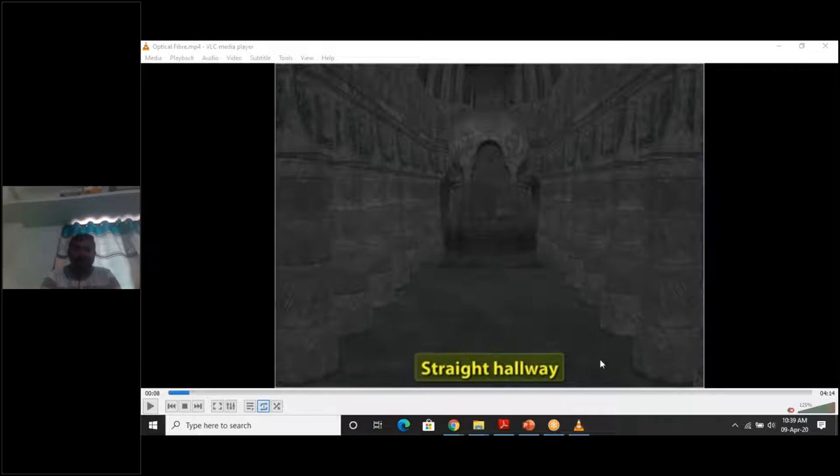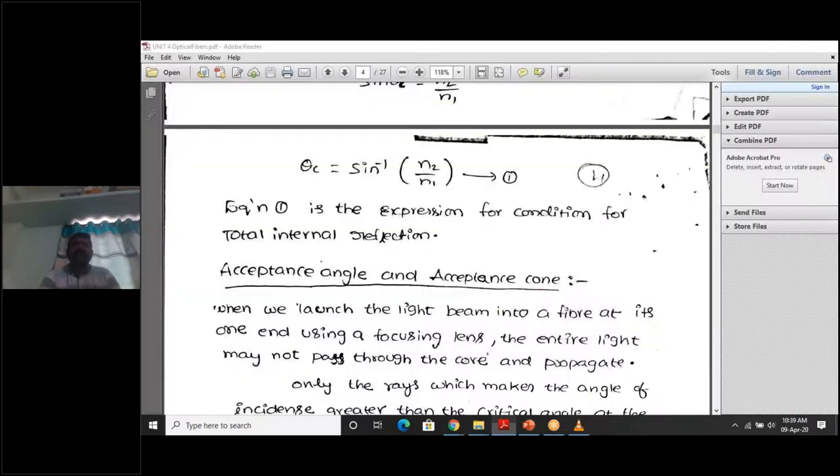Now the very important concept. So far what we have seen is: what is the definition of optical fiber? What is the structure of optical fiber? And later, what is the principle behind the working of optical fiber? Total internal reflection is the principle behind the working of optical fiber, and we have seen the expression for critical angle. Okay, so far these basics we have seen.